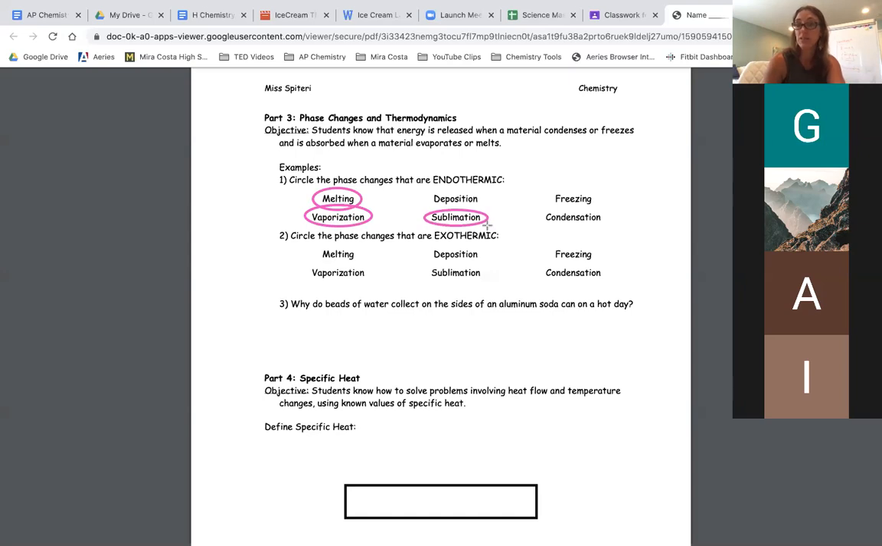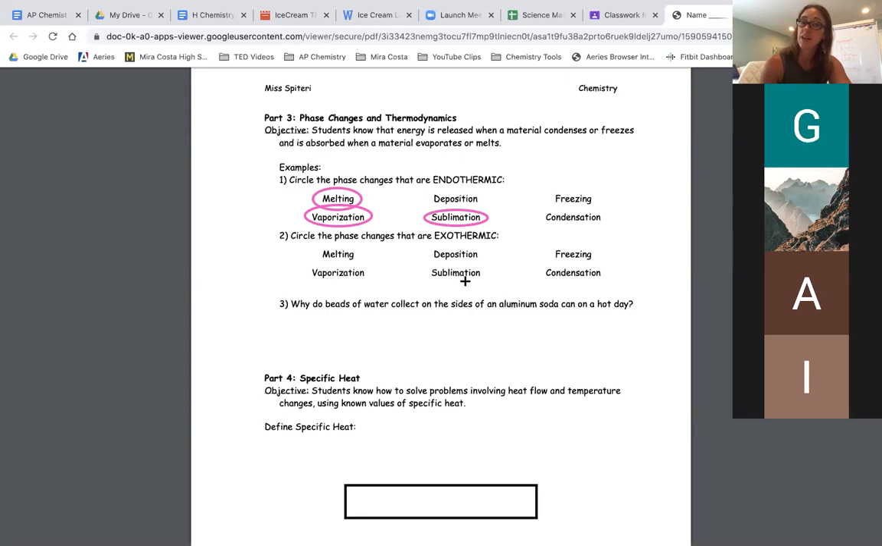Sublimation, remember, is going from the solid directly to the gaseous phase and skips over the liquid phase. So again, you go from a solid to a gas. Well, where did all that extra kinetic energy come from? Well, it had to be heat energy that was transferred into the system. So sublimation is endothermic.